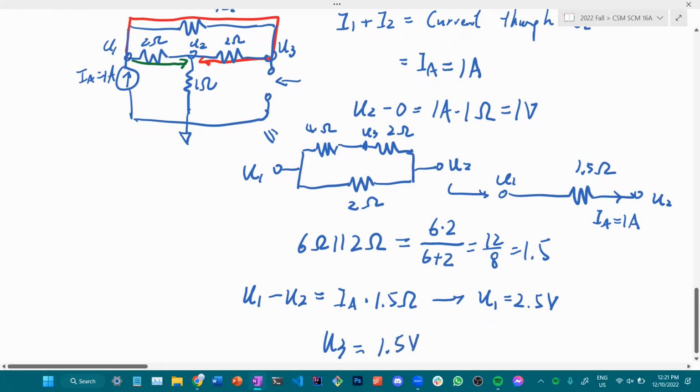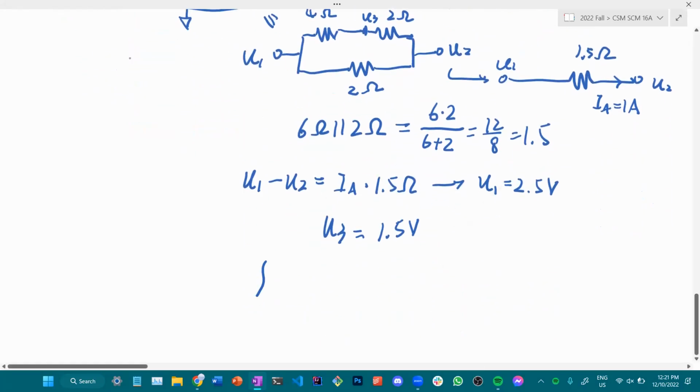It is 1.5 volts. Okay, so now we know from part A that the respective voltages of part A are as below.